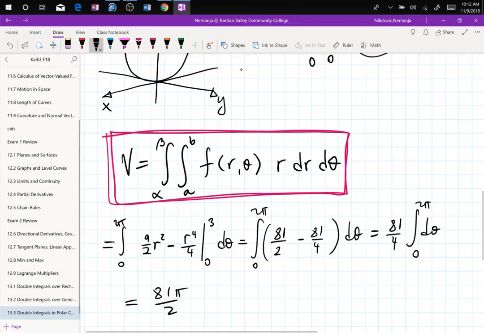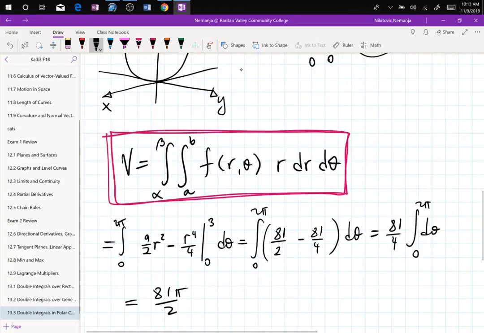Welcome to polar coordinates. When you have a circle as the base, the polar coordinates are the way to go. We would have 3 trig subs here to do. If you spend an hour in the previous problem and do those 3 trig subs, eventually you get 81 pi over 2. All right.